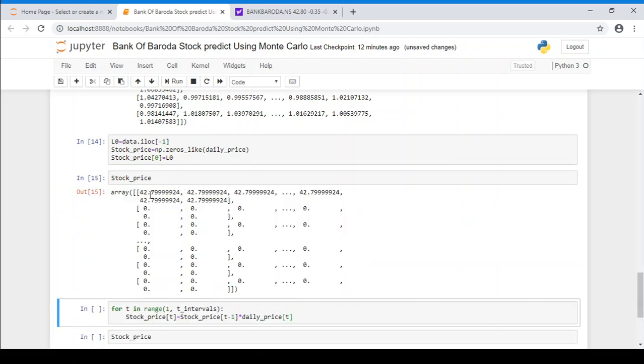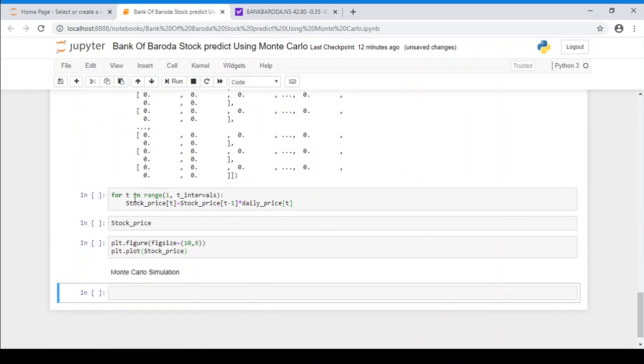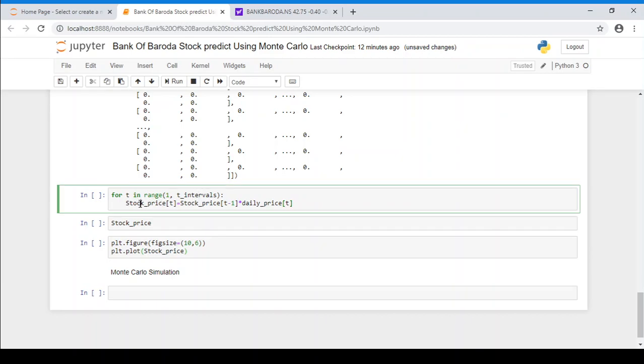Okay, so 42.799 is what currently running. You can see over here 42.80. So this is running with the latest price. I'm trying to replace that with the zeros in the numpy array, and then trying to bring a loop. So I'm trying to get the range for the t interval, which is 1000 days, and then trying to put my stock price into it, right? And trying to take my last value from there and trying to predict what could be the simulated values.